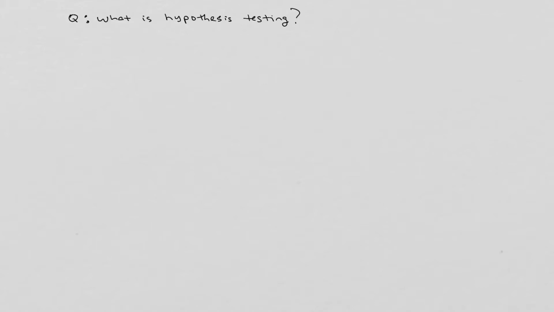Okay, so let's first of all just define this word hypothesis real quick. A hypothesis is really just a statement that's being made. And what we're doing is making this statement regarding something about a population. So it's going to be regarding a characteristic of, let's say, one or more populations. But it really is just a claim that's being made.